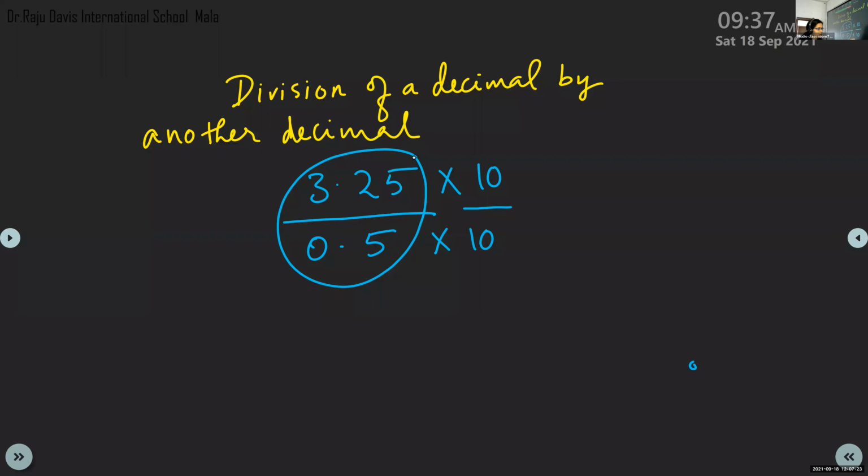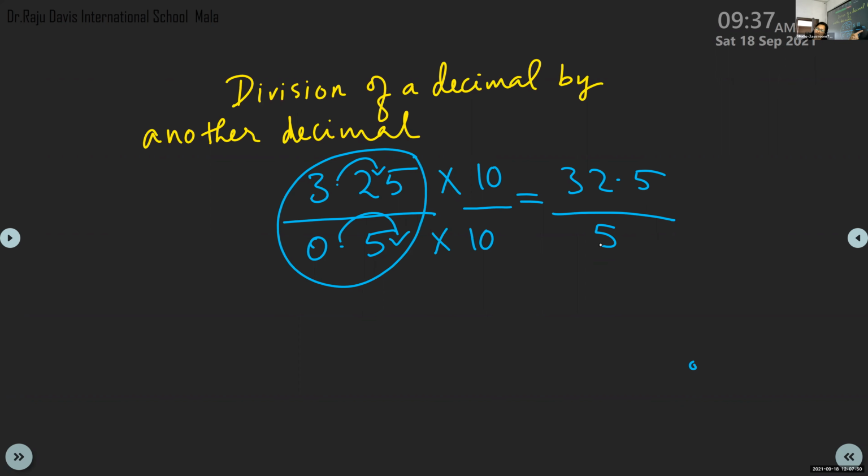So with whichever number you multiply the denominator, with the same number you will multiply the numerator also. And what will you get here? When you multiply by 10, the decimal point will jump to the right. Multiplication, it will jump to the right. 32.5 divided by 5. So now you know how to divide, no?